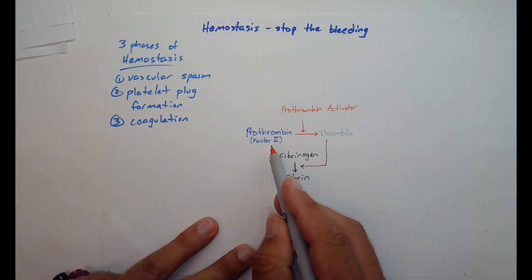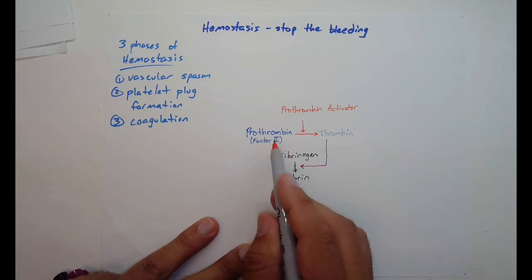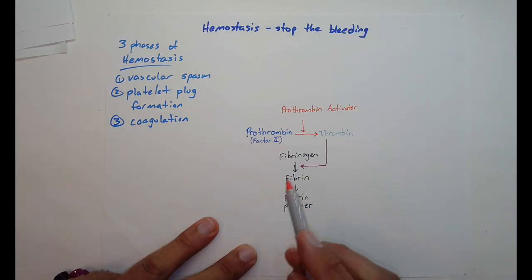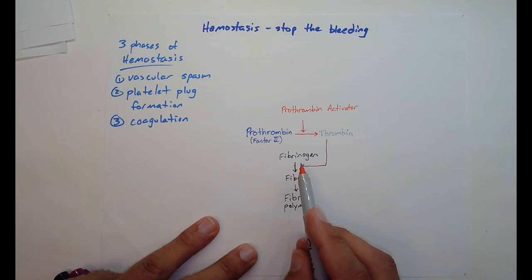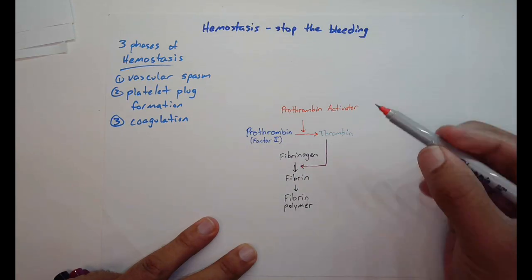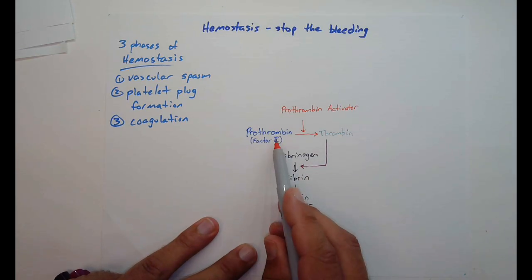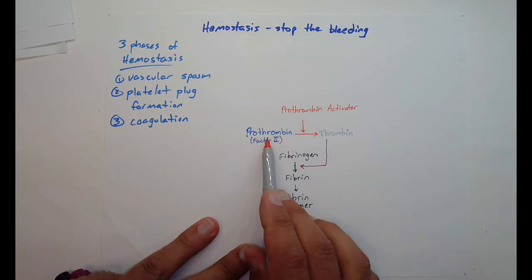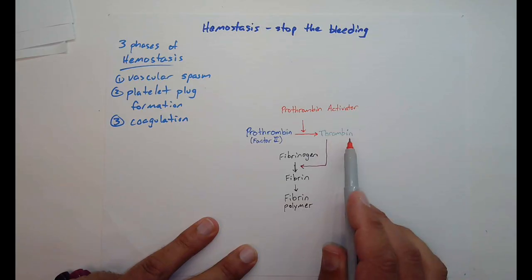I can't remember if I mentioned this because brains don't always remember it. This is what they said 5 minutes ago. Prothrombin is produced by the liver, just like fibrinogen is produced by the liver. So what do we need in order to activate prothrombin? We need a prothrombin activator. Prothrombin activator is going to take the pro off the thrombin, leaving us with thrombin.